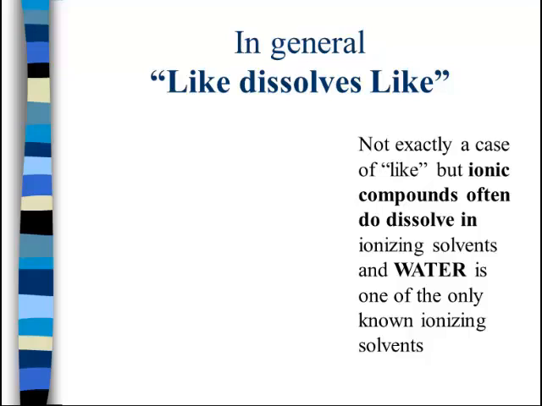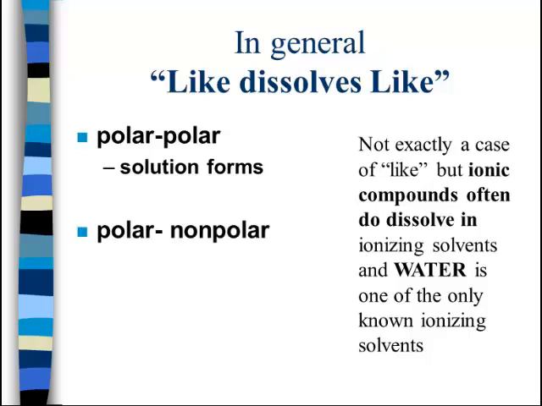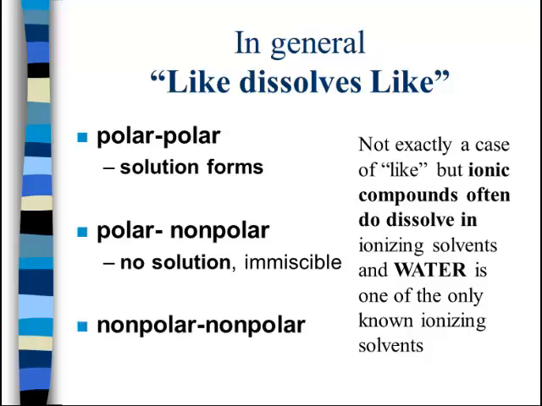In general, we sometimes say like dissolves like. What this means is that last important step where the solute and the solvent have to be able to set up successful interactions. They have to be like each other to do that. Polar substances can do this with other polar substances, and a solution will form. Nonpolar substances can do this with other nonpolar substances, and a solution will form. But polar substances and nonpolar substances cannot form successful solute-to-solvent interactions.